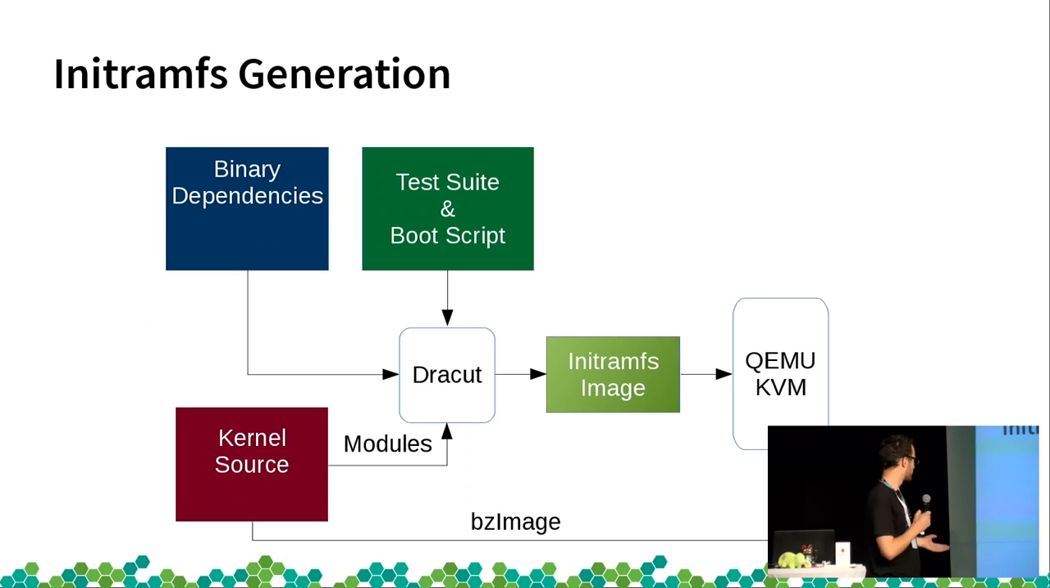In my case, I've already built the kernel I want to test. I just tell Dracut where those modules are installed, and it will go ahead and pull the kernel modules in. At the end, I get this nifty little initramfs image, which is normally 10 to 60 megabytes, with everything I need for testing. I give QEMU the image itself and the kernel that's been built, and it does all the magic and boots it.